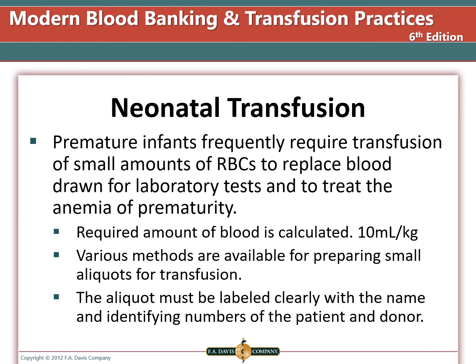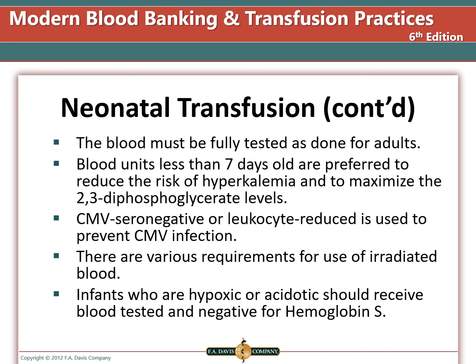Premature infants frequently require transfusion of small amounts of red blood cells to replace blood drawn for testing and treat anemia of prematurity. A single unit can be set aside, and a sterile docking device can allow us to take small volumes from the units so that the infant has fewer exposures to foreign blood. All aliquots must be clearly labeled for the patient. The blood that is used for neonatal transfusion requires the same testing as for adults.